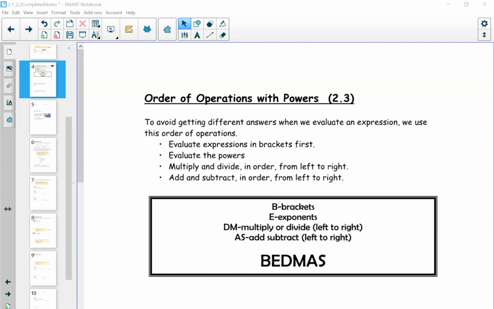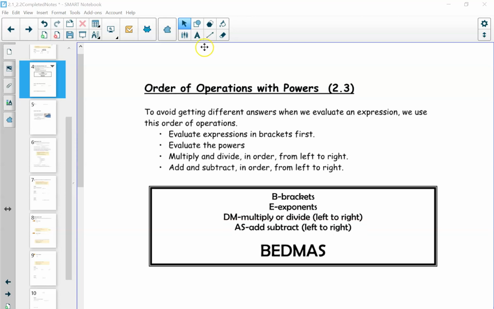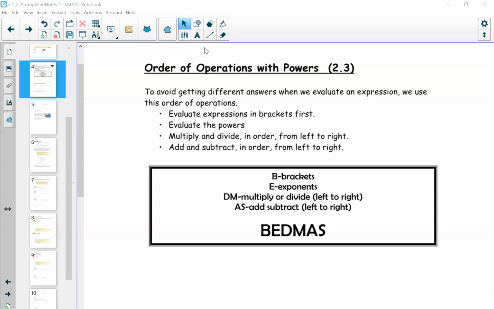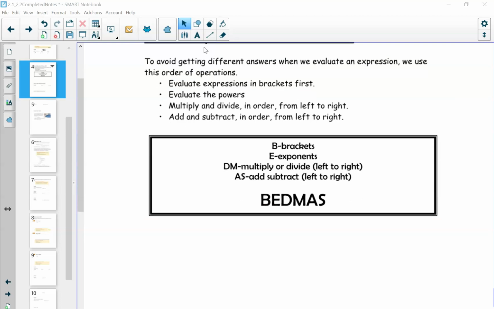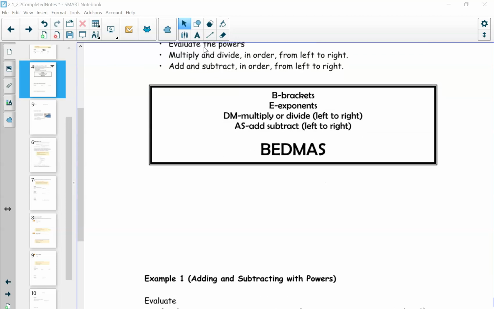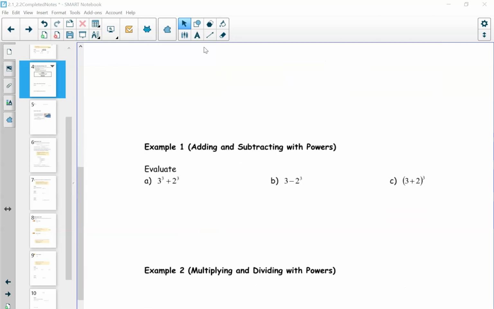And we already know what powers are because we spent 2.1 and 2.2 dealing with that. So I think I emphasized this in the very first video: to avoid getting different answers, when different just basically means wrong, when we evaluate an expression, we have to use the order of operations. And I've always traditionally used BEDMAS: brackets, exponents. Then division, multiplication are kind of together. You multiply or divide left to right. And then addition, subtraction, you kind of do together from left to right. So as long as you do the brackets first, exponents second, division, multiplication third, and addition, subtraction fourth, you should be getting the right answer.